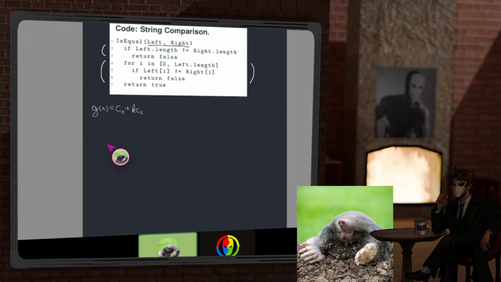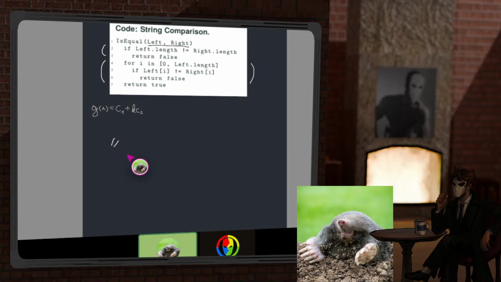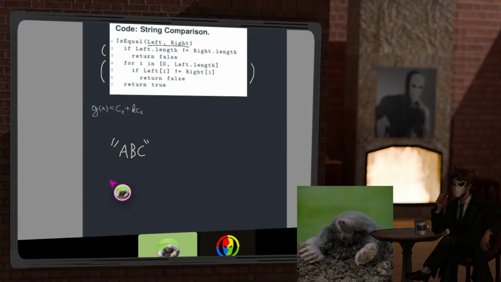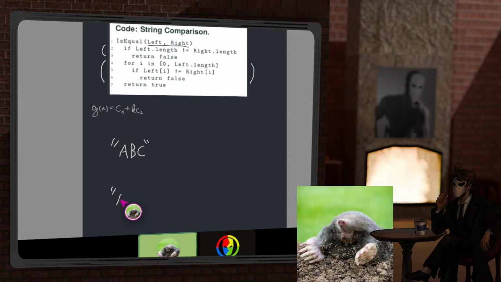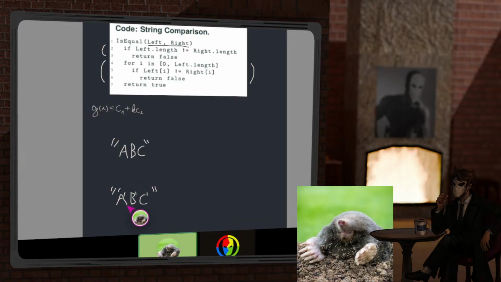If we have 2 strings, let's say with A, B, and C, and A prime, B prime, C prime. Those are not the actual characters in the string. It's just to say that this is a string with 3 characters, and this is a string with 3 potentially different characters.